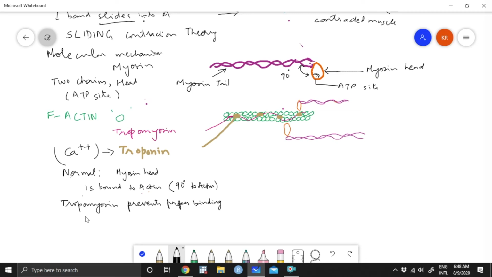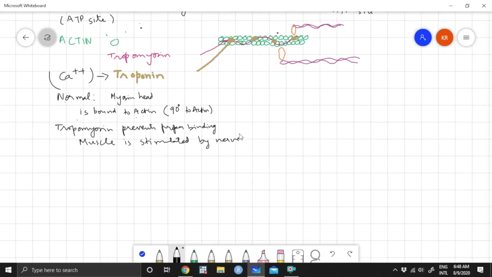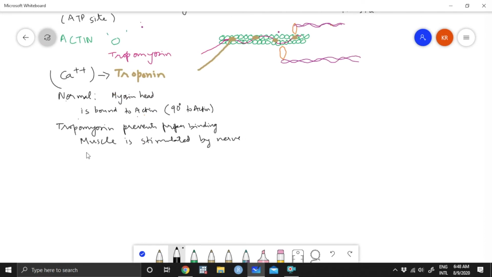But when muscle is stimulated by nerve, at the neuromuscular synapse, calcium ions rush into the muscle cell. Calcium ions bind to troponin.